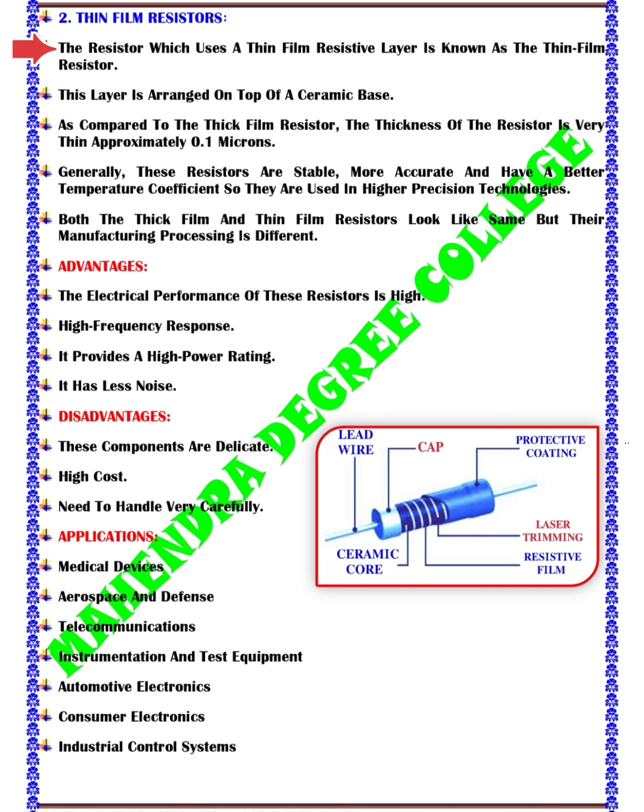The resistor which uses a thin film resistive layer is known as the thin film resistor. This layer is arranged on top of a ceramic base. As compared to the thick film resistor, the thickness of this resistor is very thin, approximately 0.1 microns. Thin film resistors are generally preferred in high-precision applications due to their inherent stability, accuracy, and better temperature coefficient.